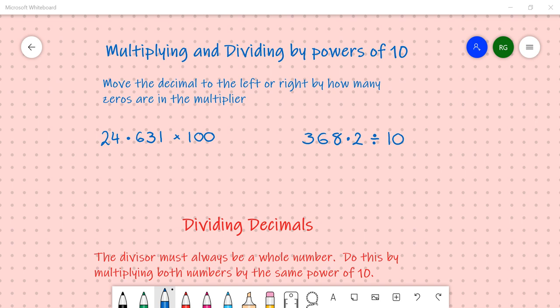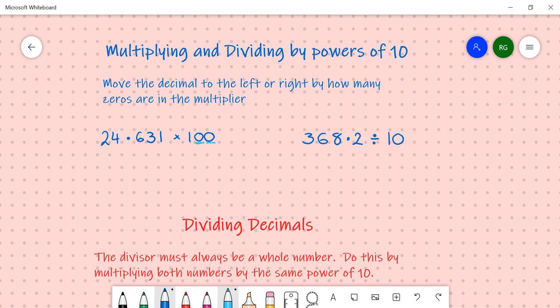So you may have seen this before. We need to move the decimal place, it's kind of a saying, a number of positions when it's multiplied by 10, 100, 1000, 10,000, and so on. The number of places that we move it is dependent on how many zeros there are.